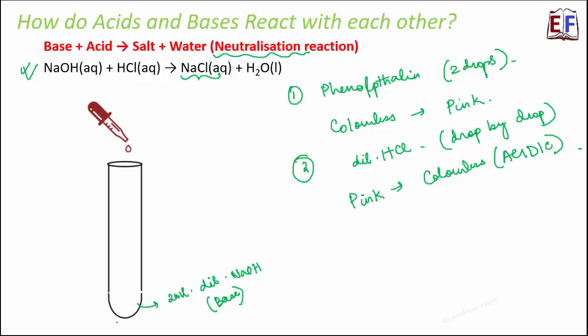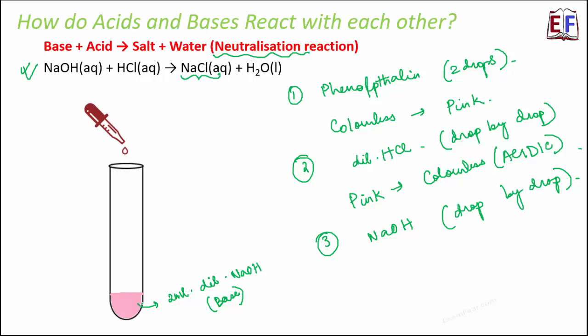And then you see that the color has changed to colorless, which means that the solution here is now acidic in nature. Now, for your better understanding, you can again start adding NaOH drop by drop. So now, before step 3, you have this acidic solution, which is colorless. Now you start adding NaOH drop by drop.